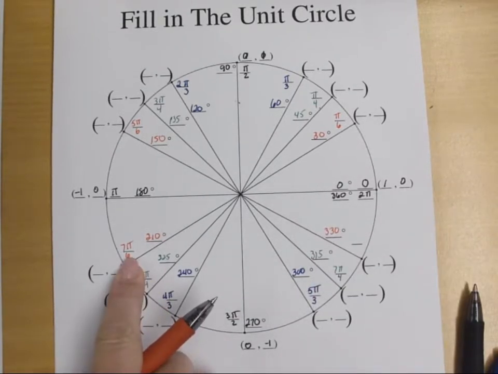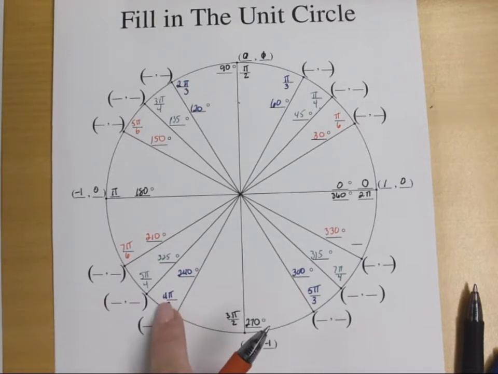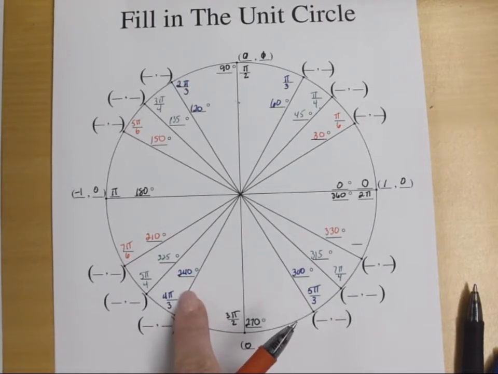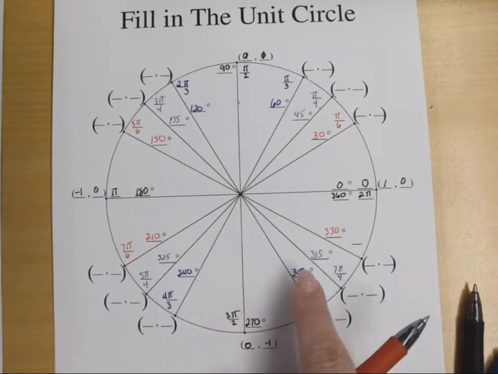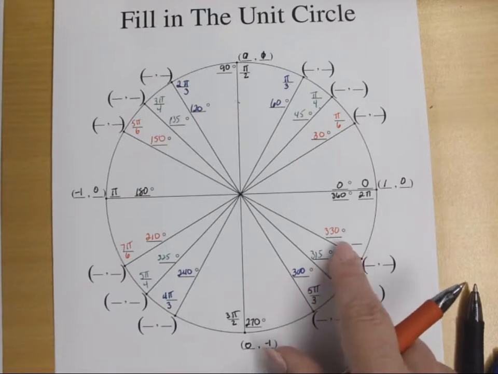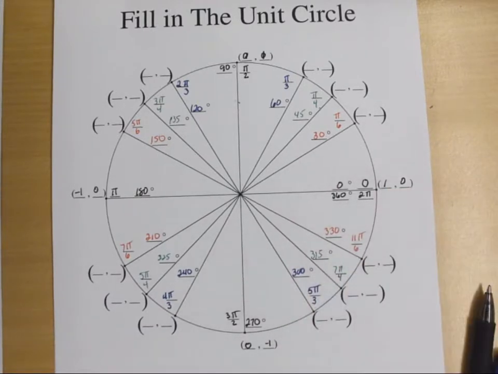Here we have 7 pi over 6. This would be 8 pi over 6, which is 4 pi over 3 when we reduce it. This would be 9 pi over 6. This would be 10 pi over 6. This will be 11 pi over 6.